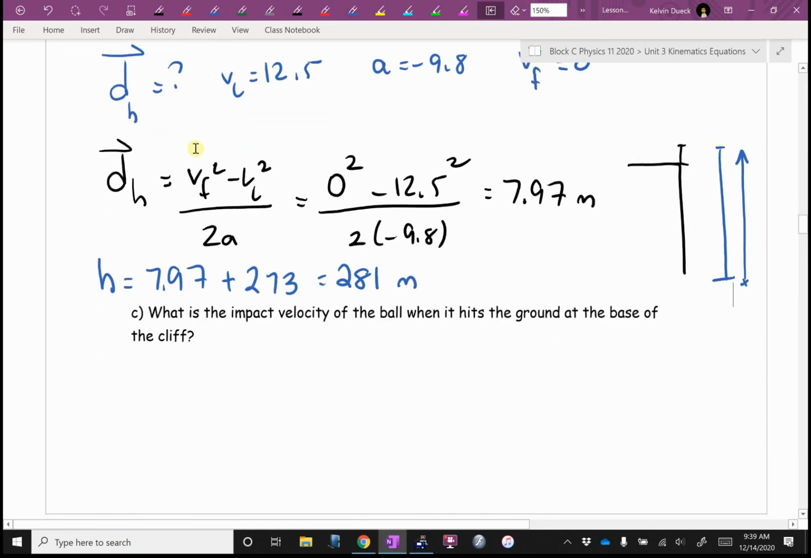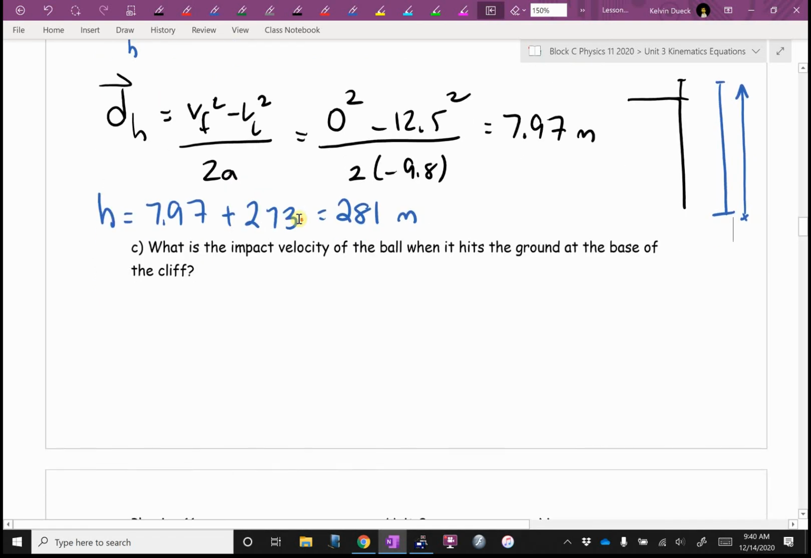Edward, what does C want me to find? Not 0. Okay, sorry, I had to reinforce that. In fact, I think it's a VF. I'm just going to say VF equals question. I think that's the impact velocity. Can I still use VI of 12.5? I think so.